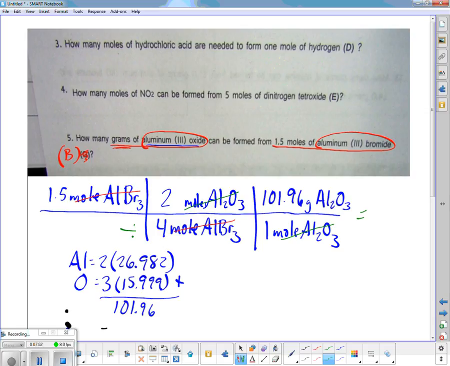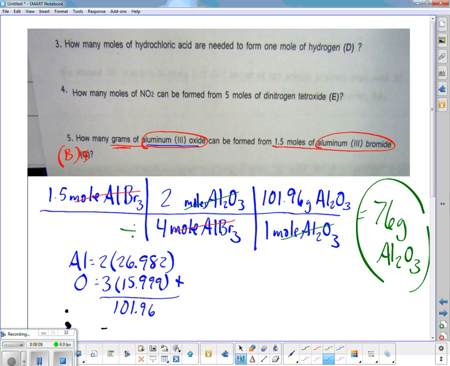I have a 76 grams of Al2O3. Everybody okay with that? Everybody get that? Circle or square your answer.